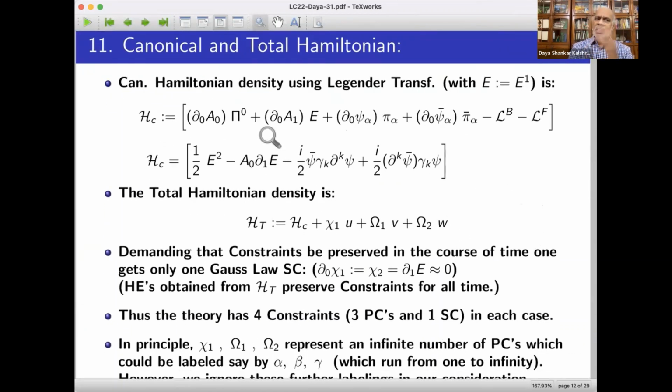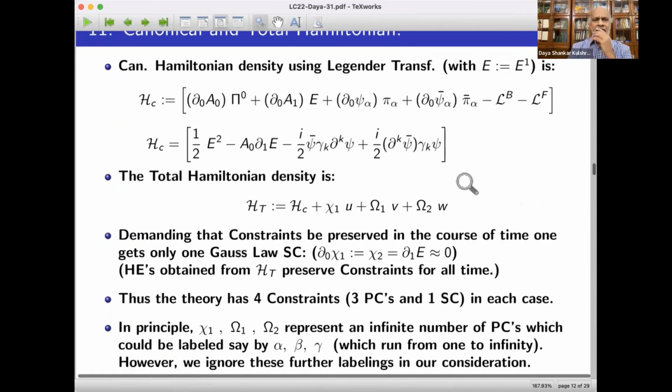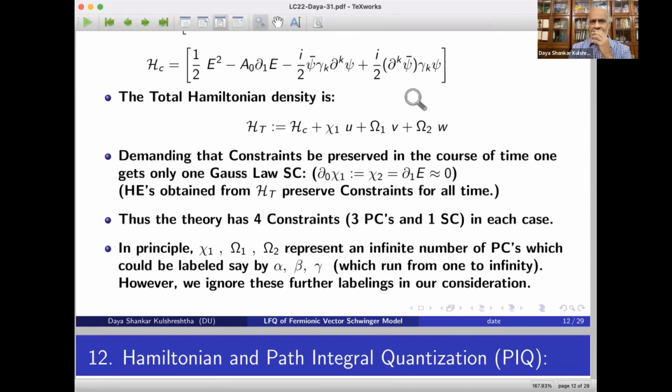Now we construct the canonical Hamiltonian using the standard Legendre transformation. Going step by step, we finally end up with this result. And if I add up my three primary constraints with the help of Lagrange multiplier fields U, V, and W, then this is going to give me the total Hamiltonian. And let me emphasize that if we write down the Hamilton's equations from the total Hamiltonian density, those equations are going to preserve my constraints of the theory for all time to come, okay, for all time. And so HT is very important.